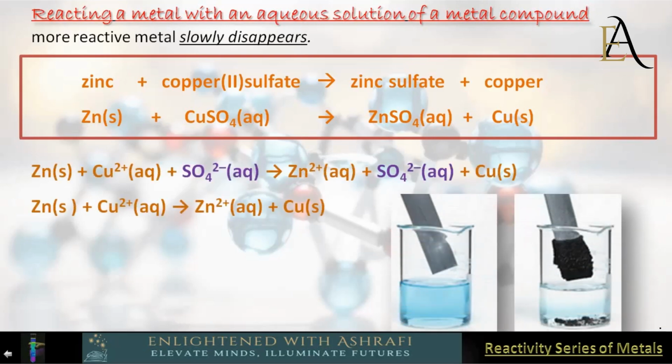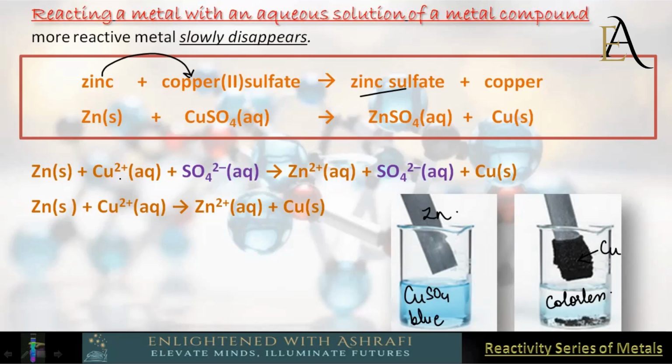Let's see the experiment. We have copper sulfate that is blue in color and a piece of zinc. Dip the piece of zinc in copper sulfate, leave it for some time. After some time you will see that there is some coating of copper on zinc and the solution has become colorless. This shows us that zinc replaces copper to form zinc sulfate and copper atoms.